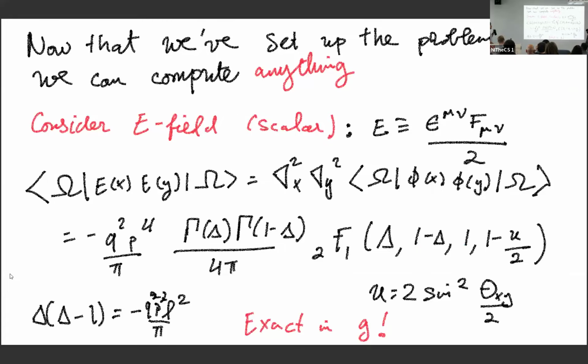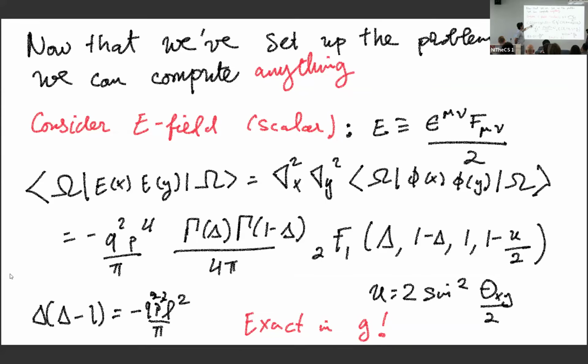Now, in this model, we can compute anything that we want. One simple thing that we can compute is we can form a scalar from the field strength. We're in 2 dimensions. F mu nu has 2 indices. The epsilon tensor has 2 indices. So I can contract F mu nu with the epsilon tensor and form a scalar. We call that the electric field. It's F12 or 01 in Lorentzian signature.